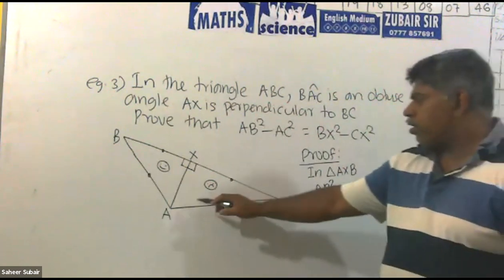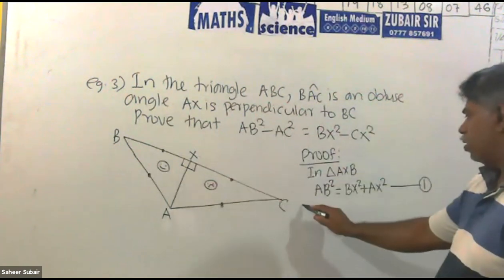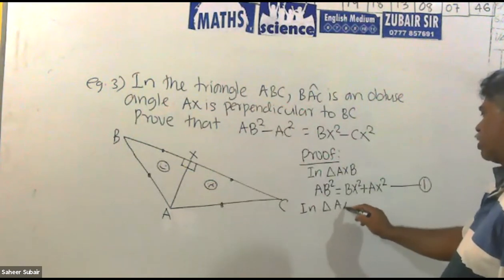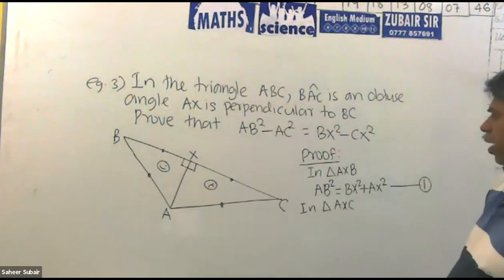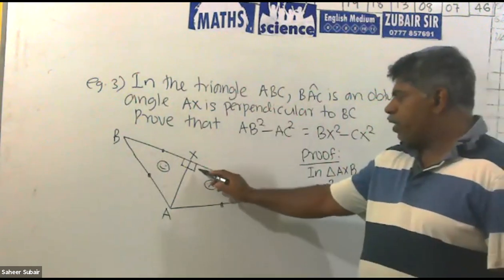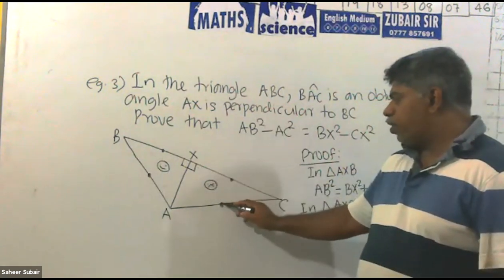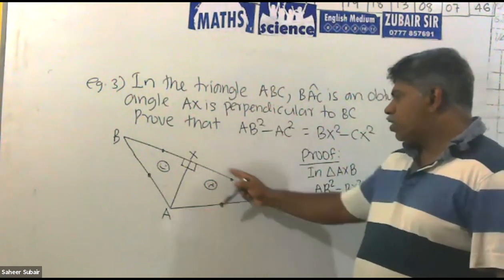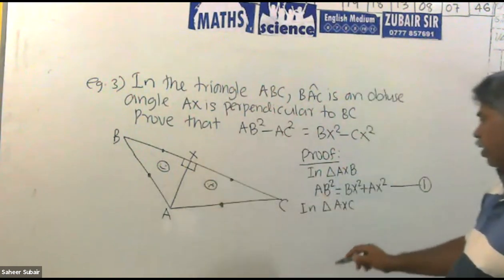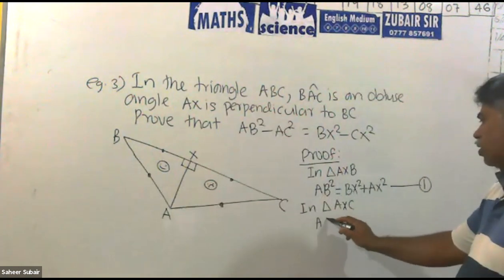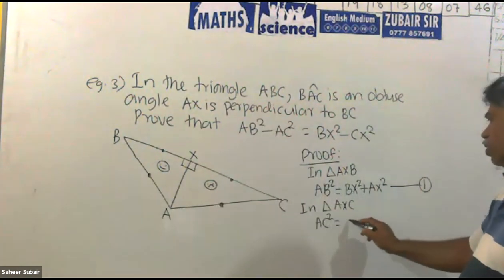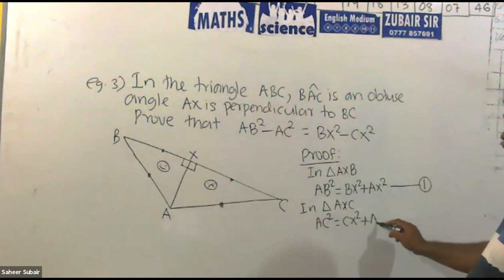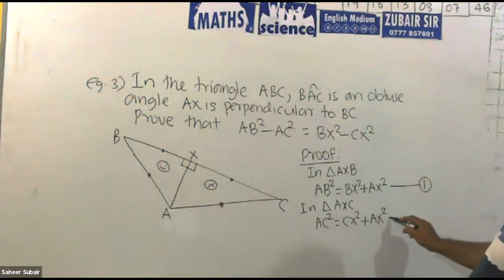Then we'll take this triangle AXC. In triangle AXC, according to Pythagoras theorem, this is the hypotenuse. Hypotenuse squared is equal to this one plus this one. Then AC squared is equal to CX squared plus AX squared. This is the second equation.